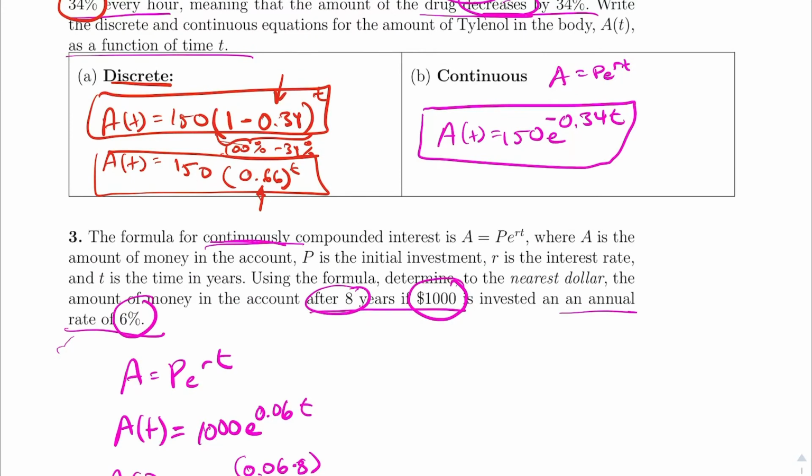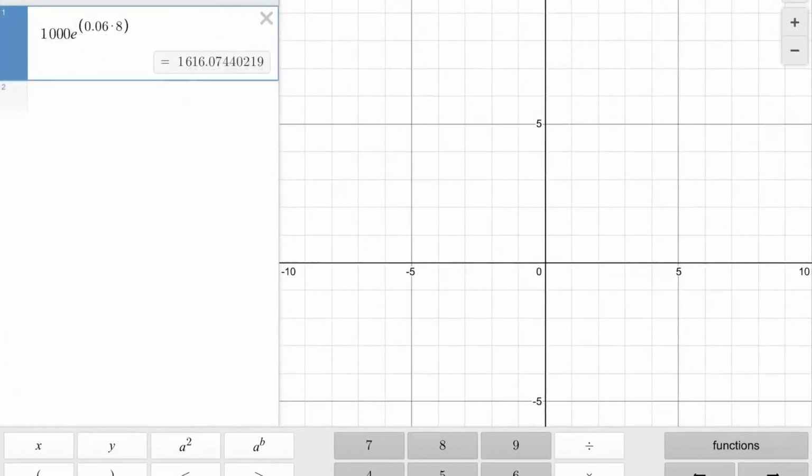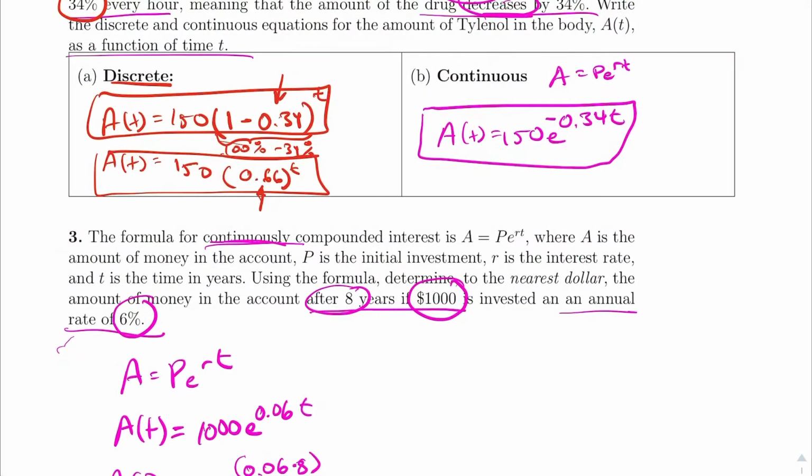Which may not sound like a ton of money in comparison to $1,000, but to get a free $616 after 8 years is really nice because of the compound interest. It does say to the nearest dollar, so let's make sure we rounded that correctly. Okay, it's 0.0, so because of the 0 there, we'd round it to 1616, which is exactly what we got.